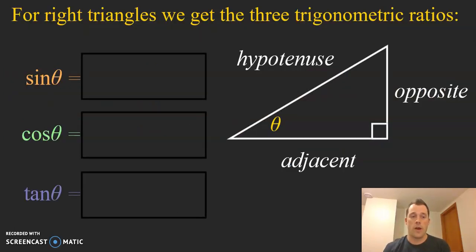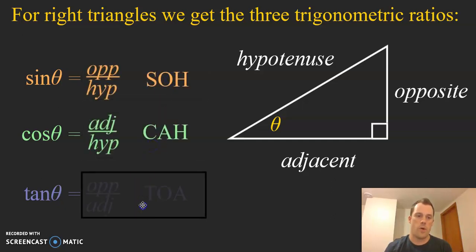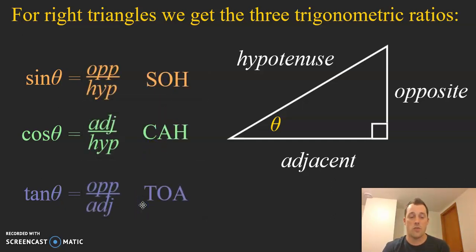So a quick reminder of our trig functions. We use SOHCAHTOA to remember. So sine is opposite over hypotenuse, cosine is adjacent over hypotenuse, and tangent is opposite over adjacent, and that depends on which of these angles we are looking at.